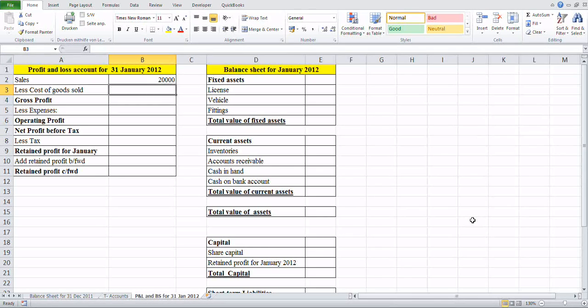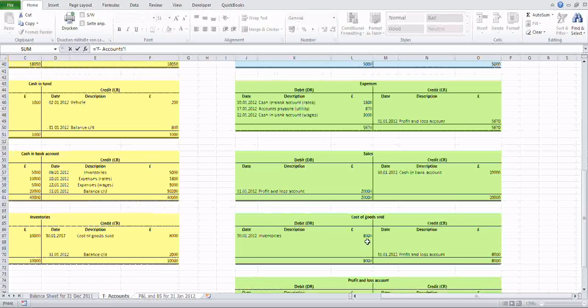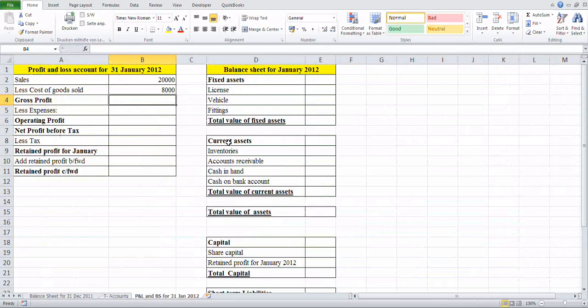Cost of goods sold. Looking for the cost of goods sold, here they are, 8,000. You can take them directly like this if you want, as long as you subtract them right now in order to calculate the gross profit. So the gross profit are the sales minus the cost of goods sold. So careful not to add them up, subtract one from the other. So that's 12,000 gross profit.